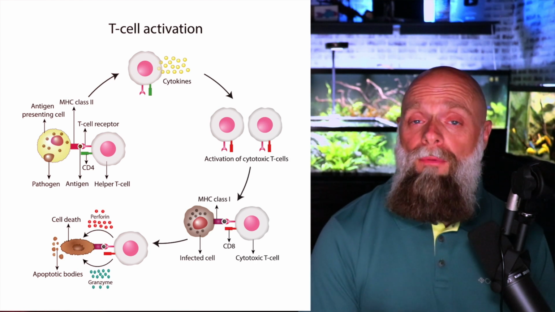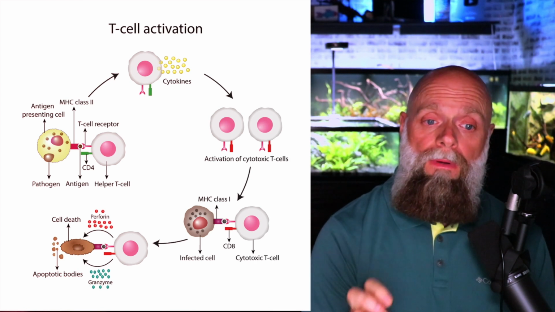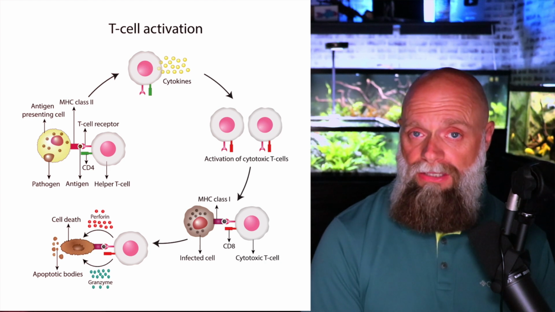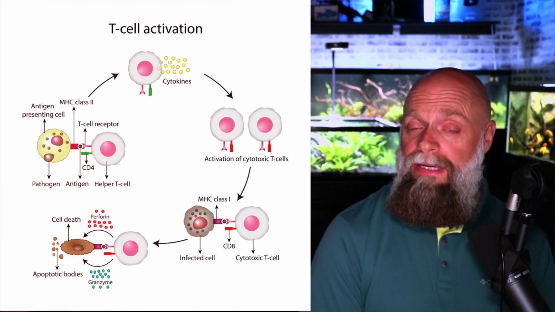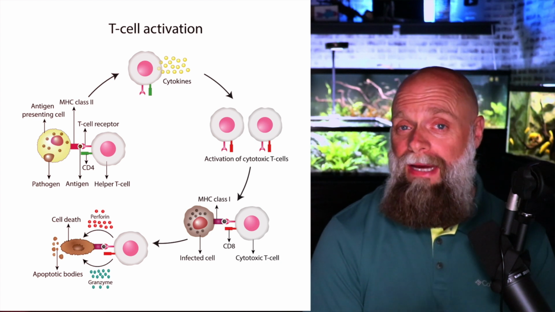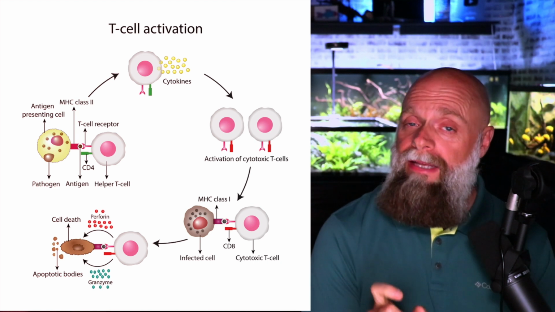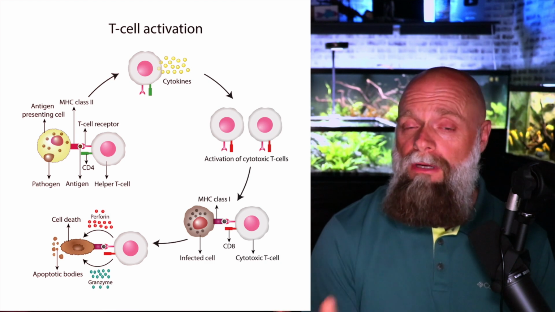Now, there's one thing I want to mention here, and it's really important. We kind of focused on the macrophage at this point, but there's another antigen-presenting cell, and that is the dendritic cell. Remember, that was the one with the little arms, kind of looked like an octopus. The dendritic cell has a little bit of a special ability.